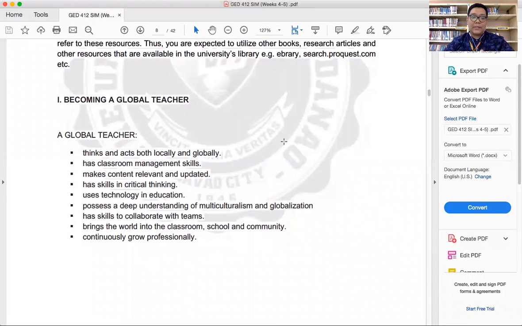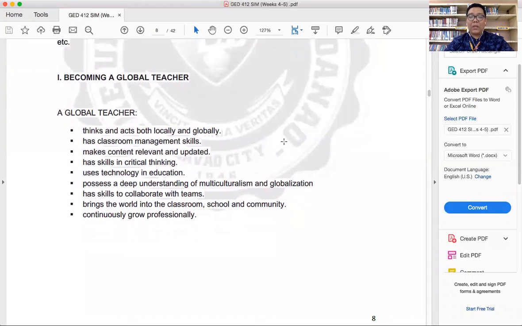Third one is that a global teacher makes content relevant and updated. A teacher may always teach contents or concepts to the students, but not at all times can a teacher actually give relevant and timely content. So it's very important that as a global teacher, you know how to contextualize the content based on what is relevant and what is updated.